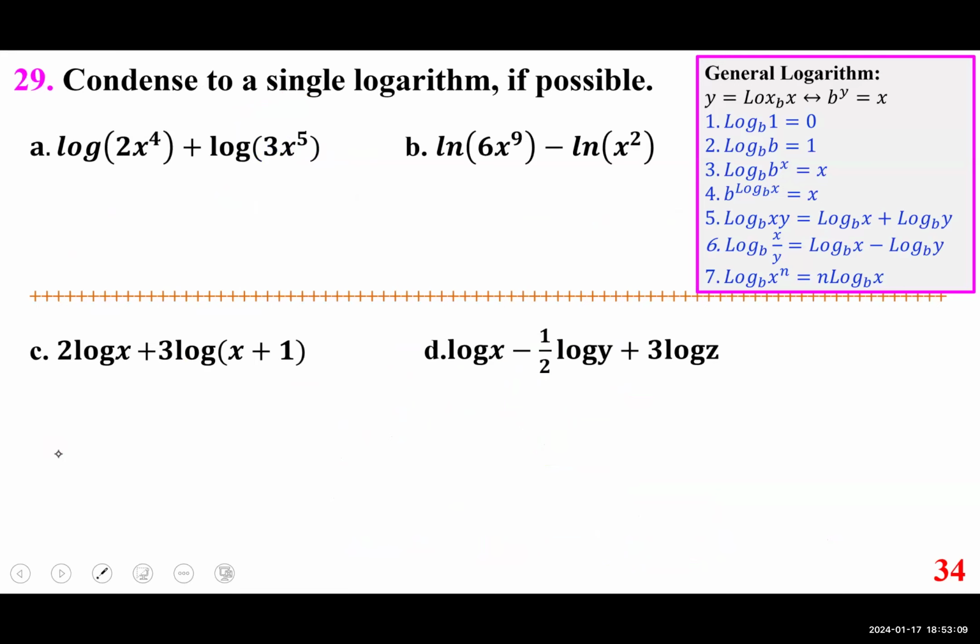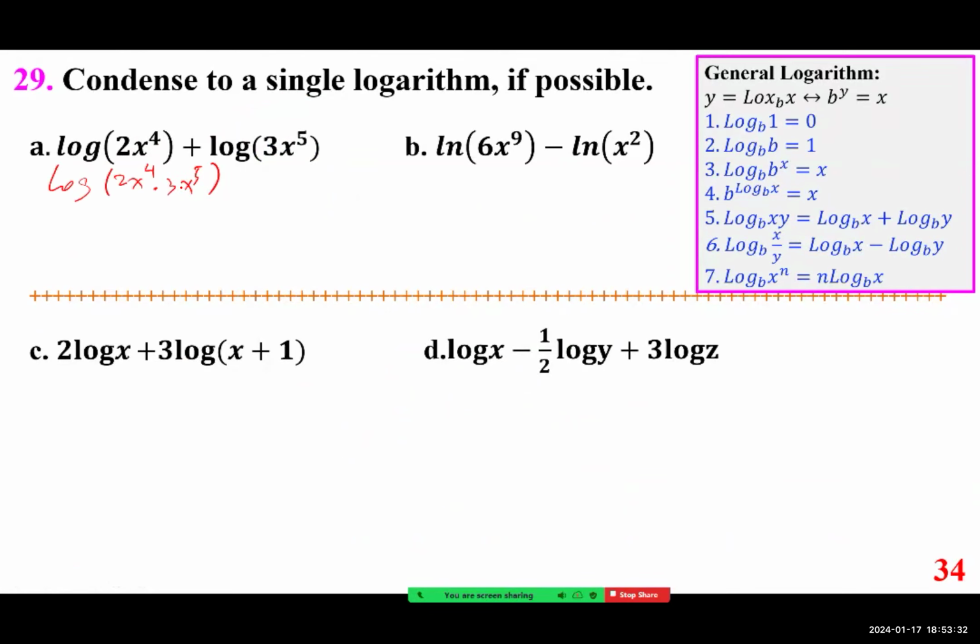Now we want to bring him back. In other words, we went from left to right. Now we're going to go from right to left. So we're going to combine them by multiplying this. So this becomes log of 2x to the power of 4 times 3x to the power of 5. So when you multiply them, you get log of 6x to the power of 9. And this is the ln of 6x to the power of 9 over x squared, which becomes 6x to the power of 7.